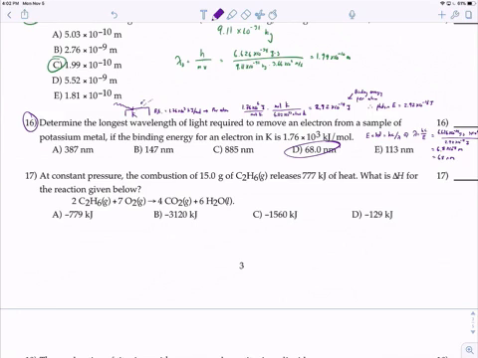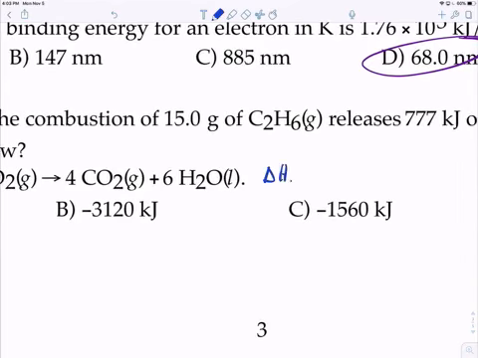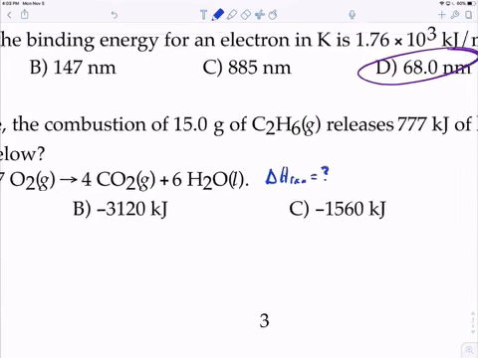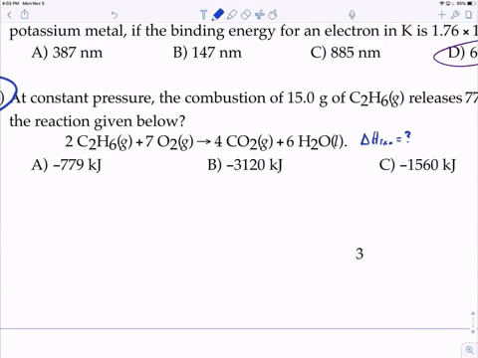At a constant pressure, the combustion of 15 grams of ethane releases 777 kilojoules of heat. What is the delta H for the reaction given below? So we want to know the delta H reaction there. So what is the reaction given below? If you had me in lab, this is probably going to help you out.